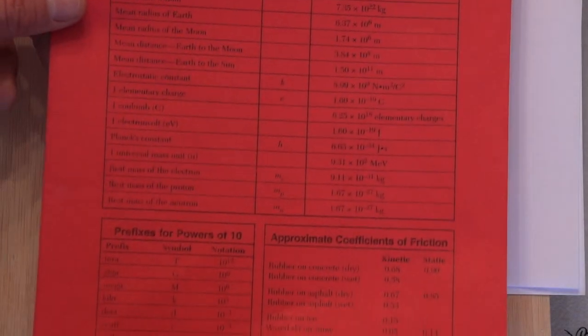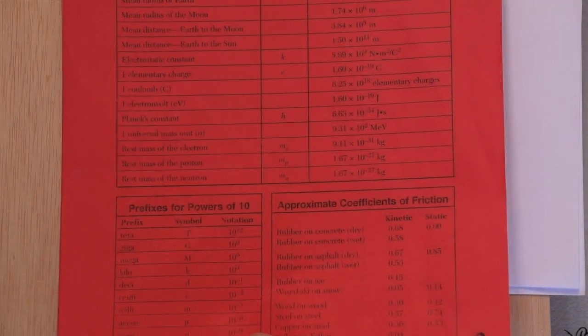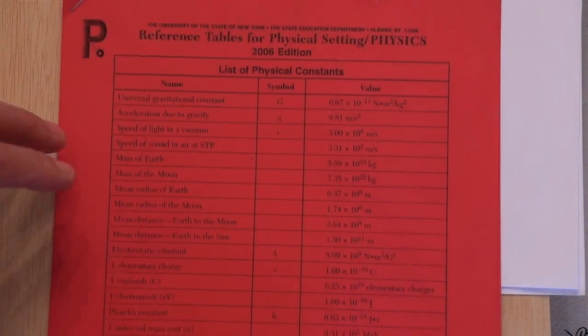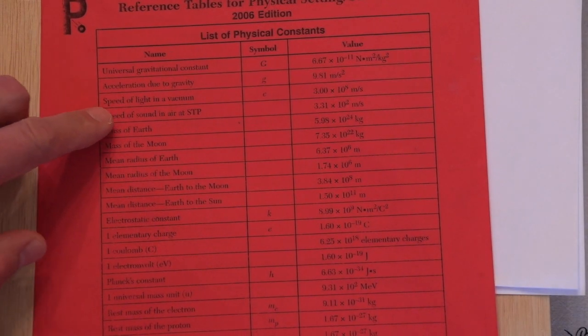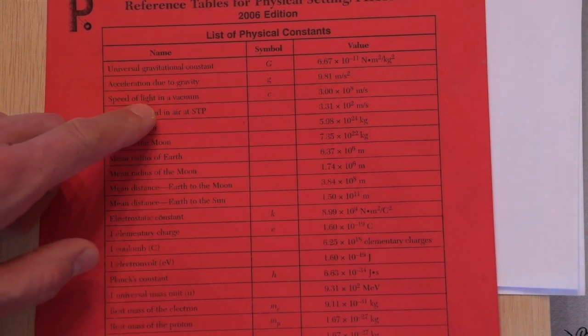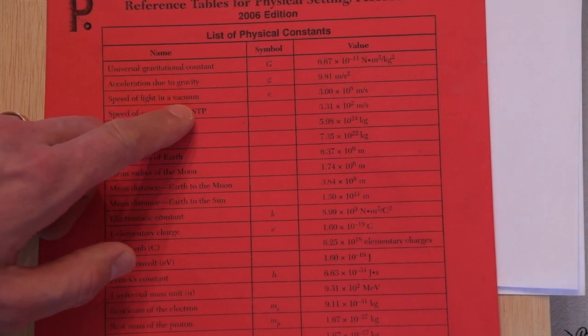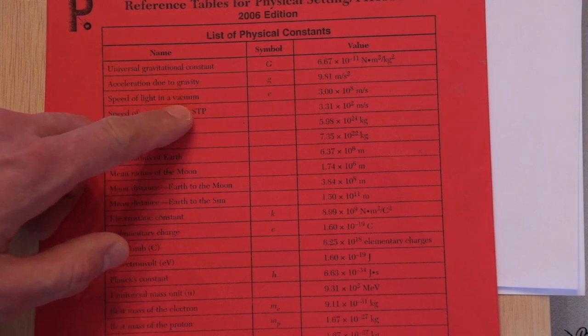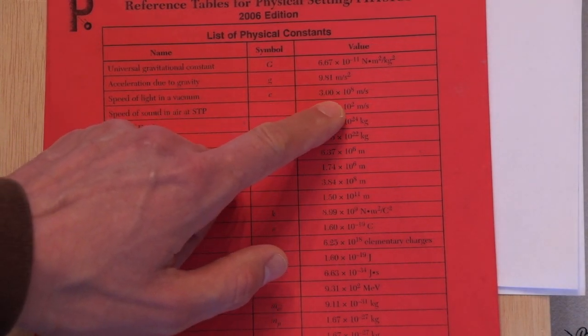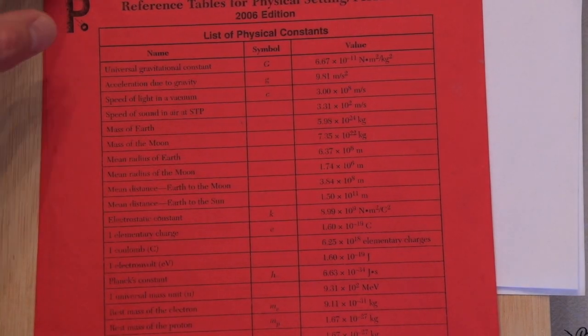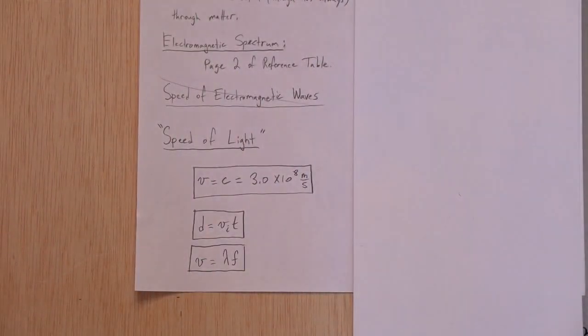And so here we have, where is the speed of light? Again, front cover of the reference table. Not the speed of electromagnetic waves, but the speed of light. You have to realize this includes X-rays, gamma rays, infrared, ultraviolet. All of them have this speed of c, 3 times 10 to the 8th meters per second. Okay, front cover of the reference table.